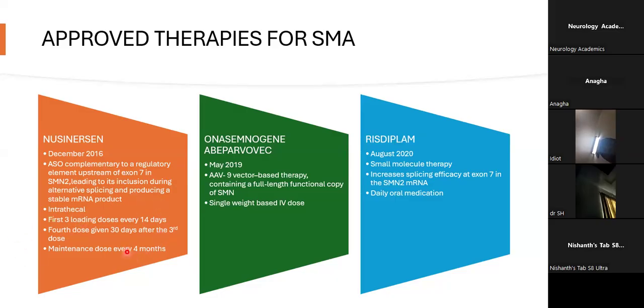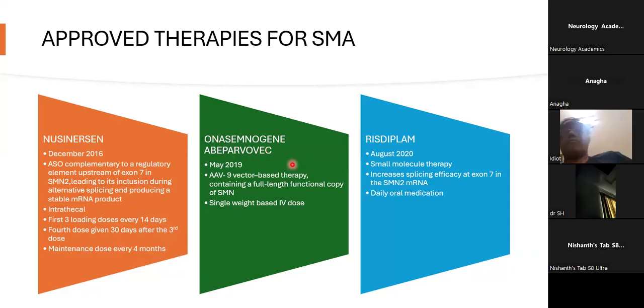For the course of administration, the first 3 loading doses have to be given every 14 days. The 4th dose is given 30 days after the 3rd dose. And further maintenance doses will have to be given every 4 months.